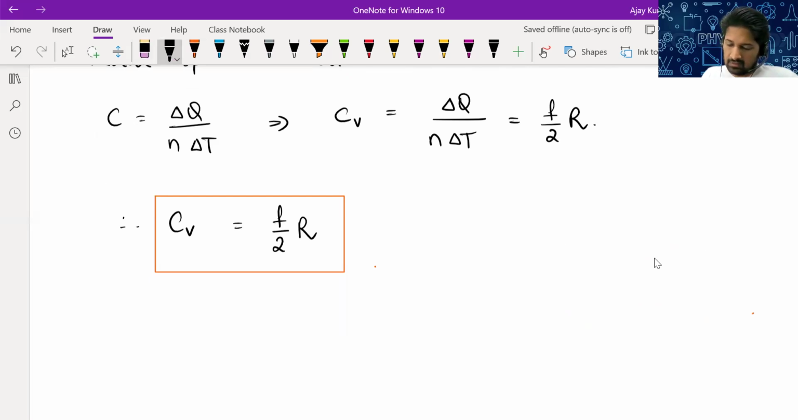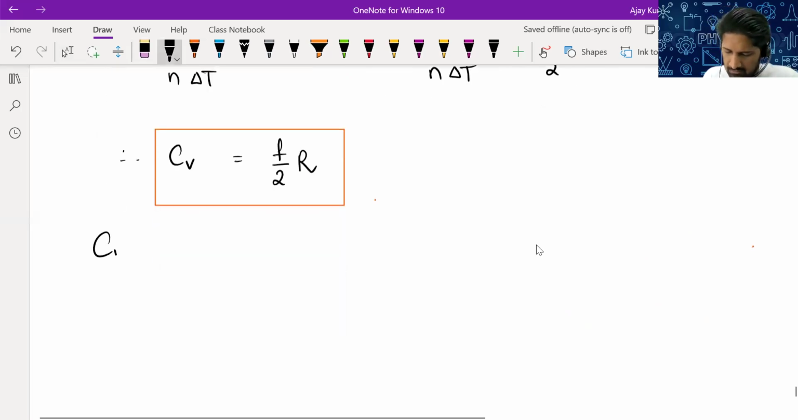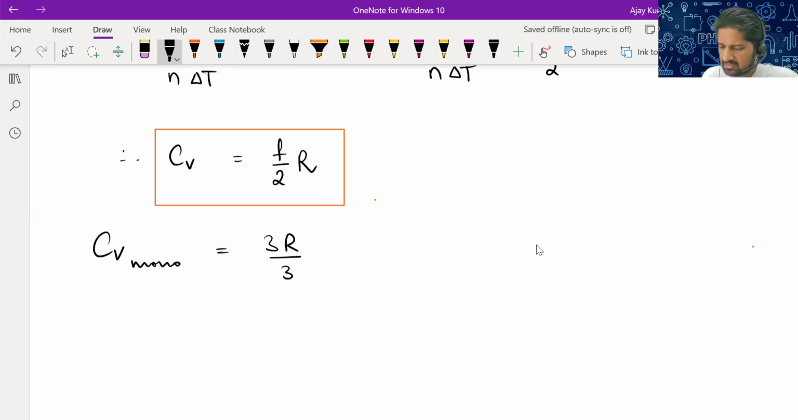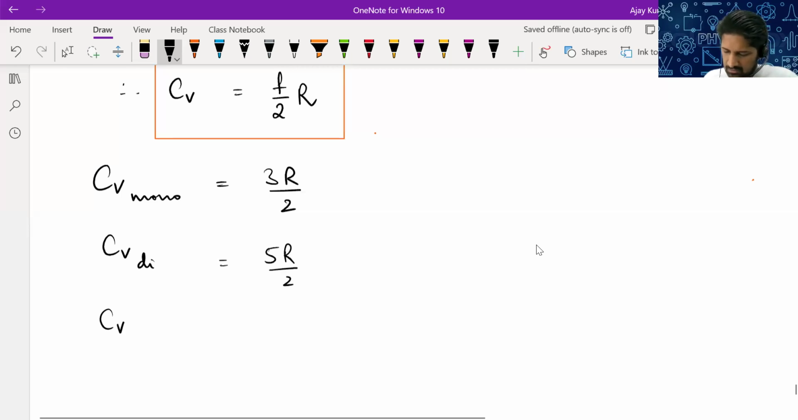Again, needless to say, Cv depends on the degrees of freedom. So it varies from gas to gas. So Cv for monoatomic gas will be 3R by 2 because monoatomic gas has 3 degrees of freedom. Cv for a diatomic gas: diatomic has 5 degrees of freedom, so 5R by 2. And for polyatomic nonlinear molecules, it will be 6 degrees of freedom, so 6R by 2, that is 3R. So it depends on gas, varies from gas to gas.